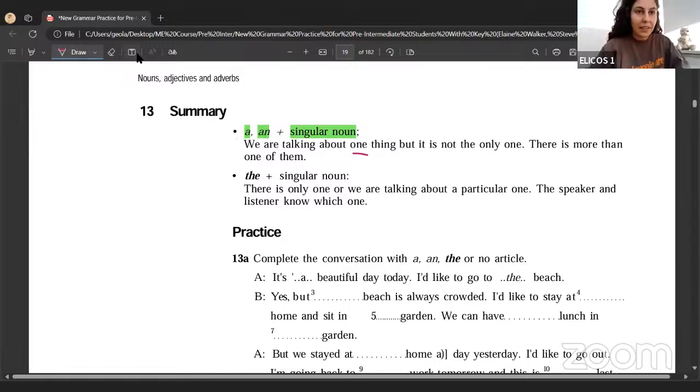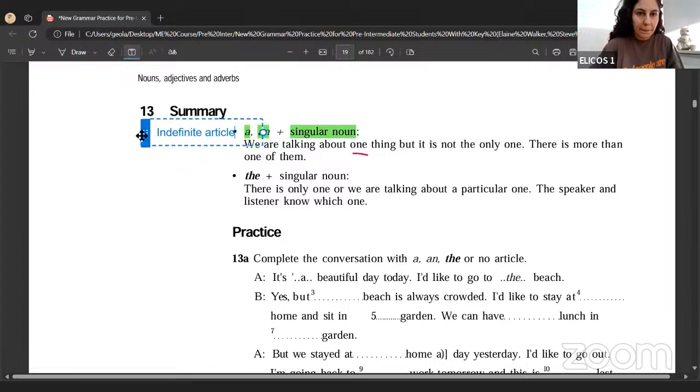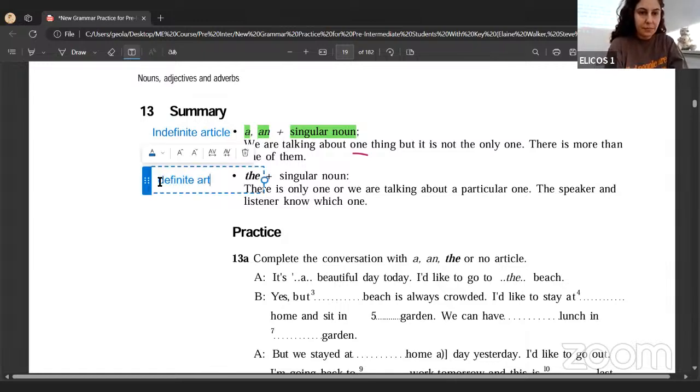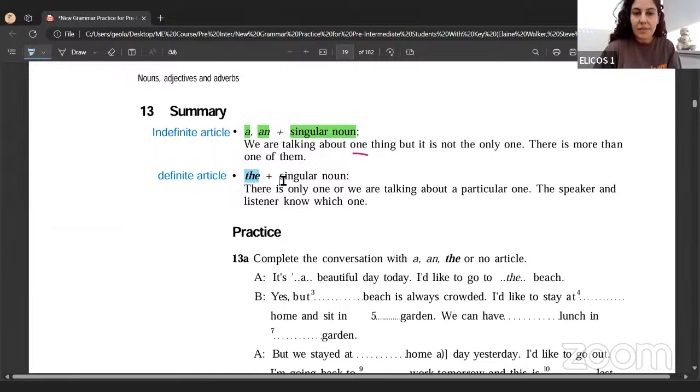indefinite article. Okay, so make sure you just know the names of the grammar. Indefinite article. And we have a definite article, which is the. And we use this with singular nouns. There is only one that we are talking about. Okay, so the laptop. The speaker and listener know which one.